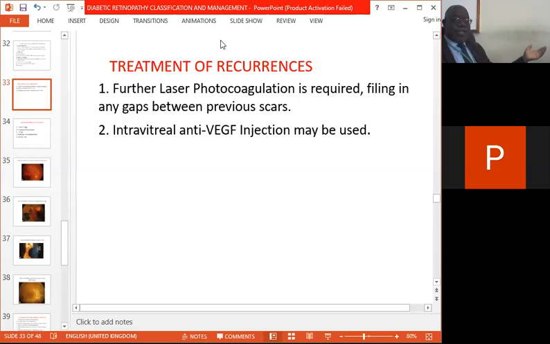So treatment of recurrences can use photocoagulation, where you push in areas which were left, or you go for intravitreal anti-vascular endothelial growth factor. This is against that. We inject in the vitreous.